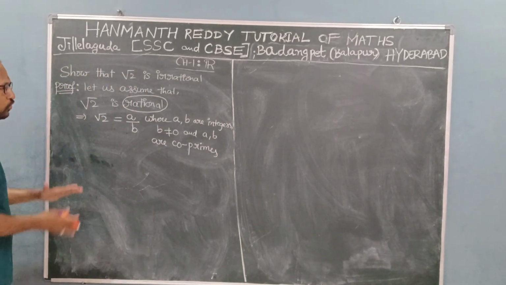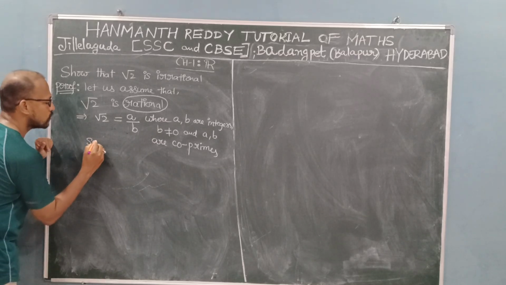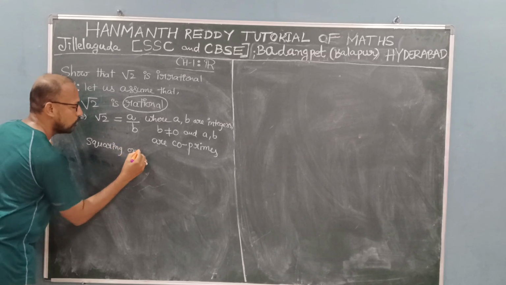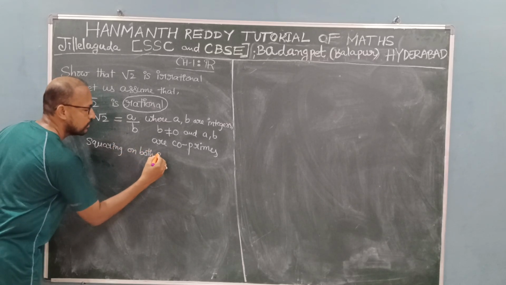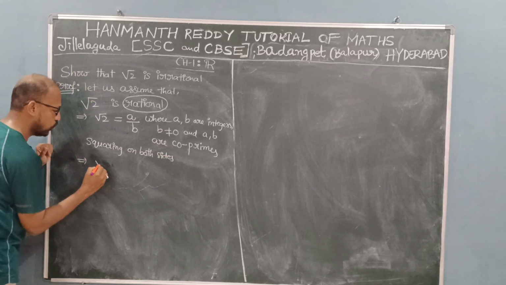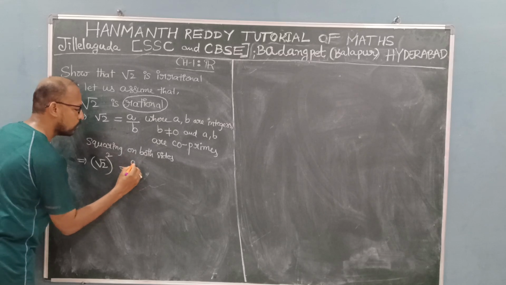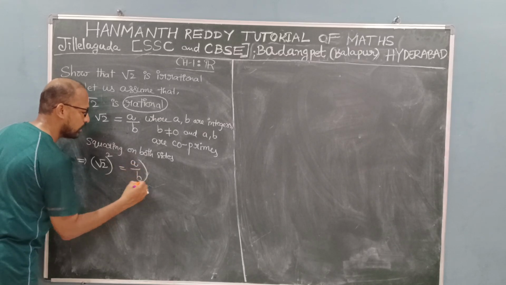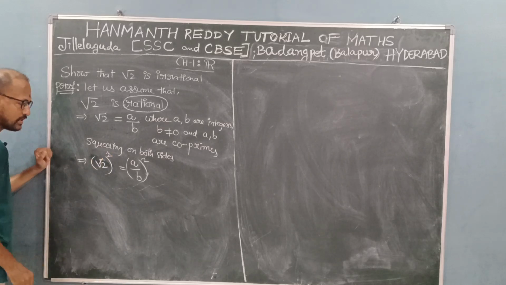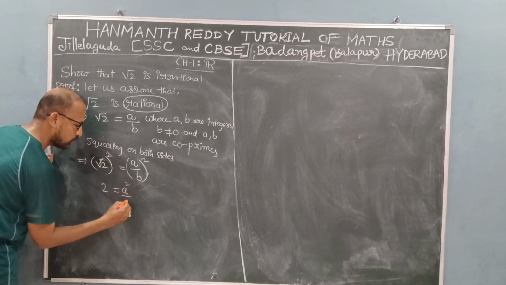So now to prove this, I will proceed with squaring on both sides. Squaring on both sides, that implies root 2 whole square is equal to a by b whole square. Now root 2 whole square means the square and root get cancelled: 2 is equal to a square by b square.